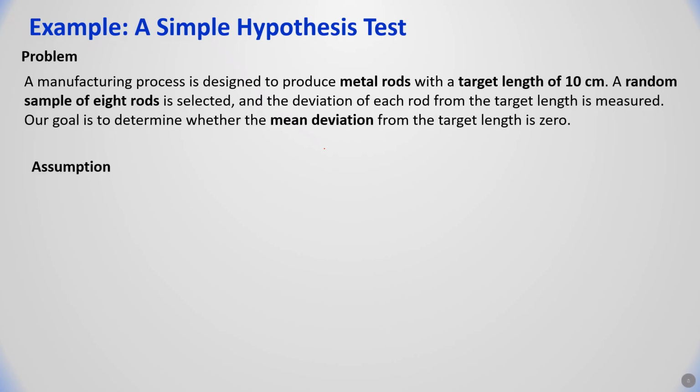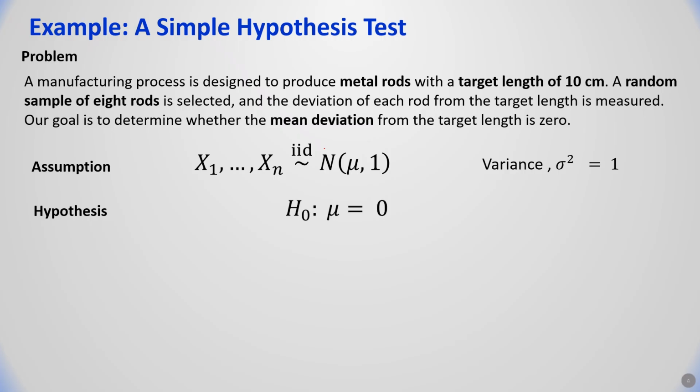Suppose that x1 through xn are independent and identically distributed, or IID, random variables from a normal distribution with mean mu and variance sigma squared, where sigma squared is equal to 1. We test the null hypothesis that the population mean deviation is equal to 0. We begin with the general form of the test statistic.